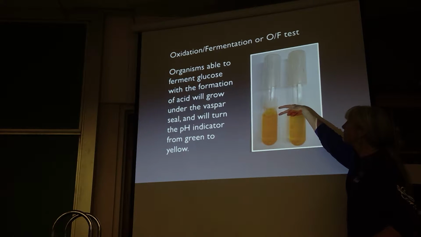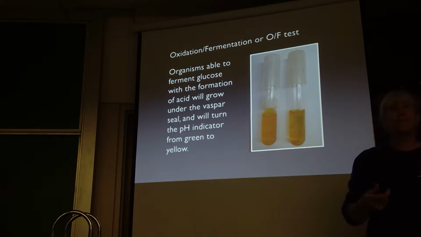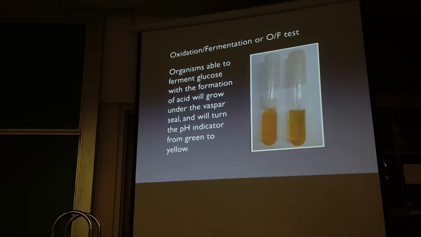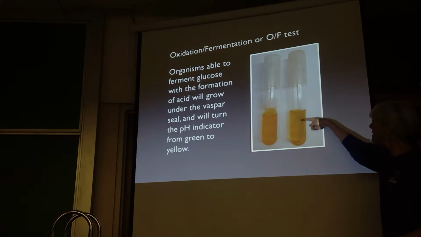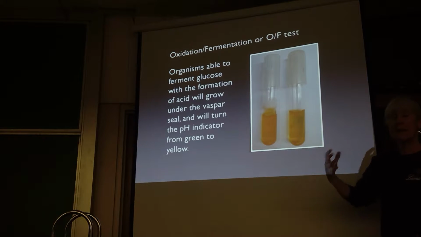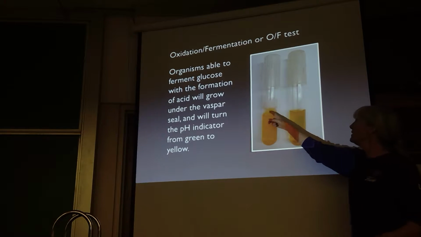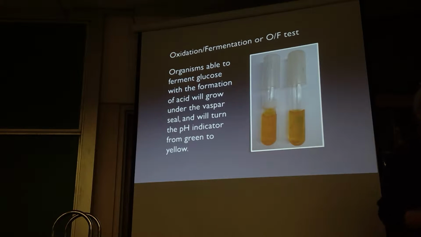That's gas production. This is significant because you want to know, can your organism produce gas from glucose fermentation? So make sure you record this if you have gas production. If the VASPAR seal is lifted, that's gas production. If there's bubbles inside the Durham tube, that's gas production. That's why that thing is in there, to try to catch gas. But you're going to catch a lot more of it under the VASPAR because it can't get out.